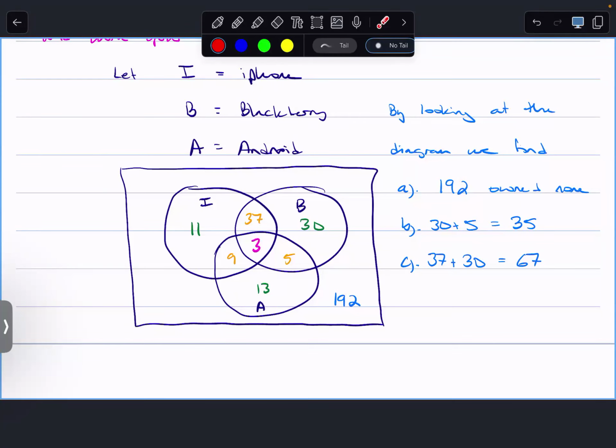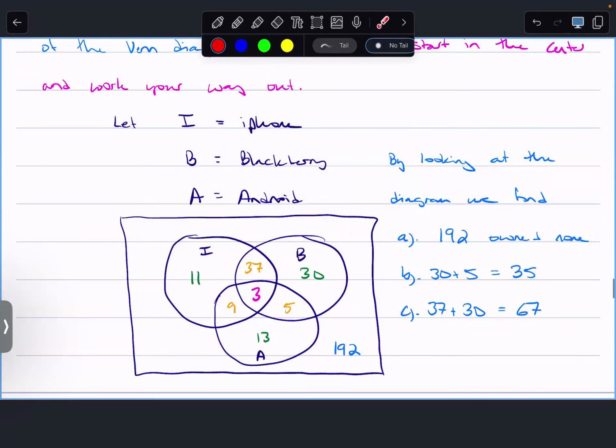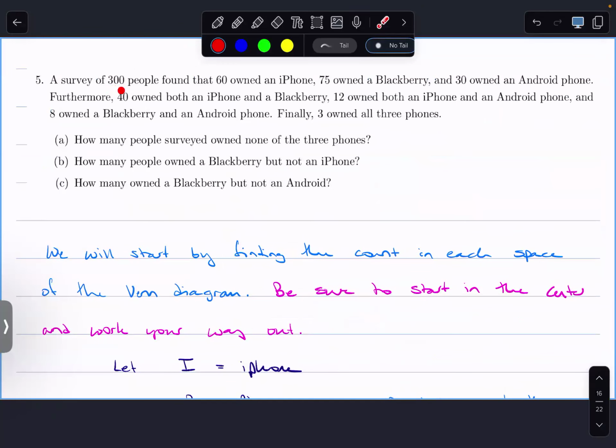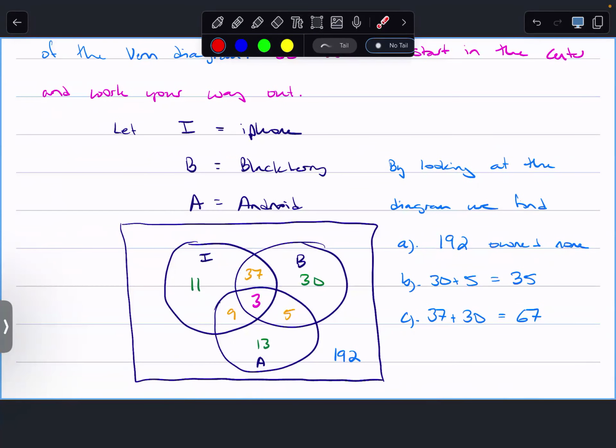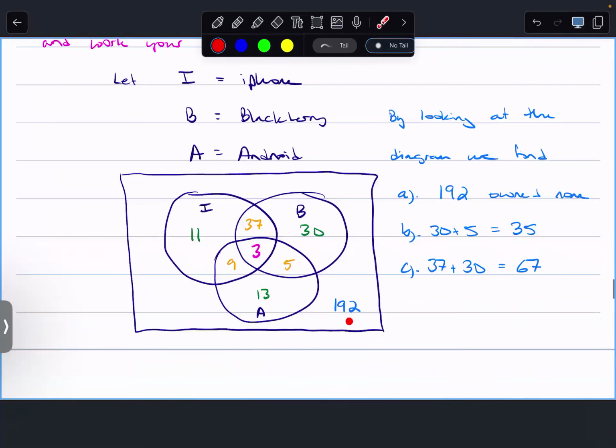I'll never need it. But then 37 had an iPhone and a BlackBerry, but not all 3. 9 had an iPhone and an Android, but not all 3. 5 had a BlackBerry and an Android, but not all 3. And then 11, 30, and 13, making for a total of 192 outside. Where did I get that 192? Because I have a survey of 300 people. So that has to be 300 minus 11 minus 37 minus 30 minus 9 minus 3 minus 5 minus 13, putting me at 192.